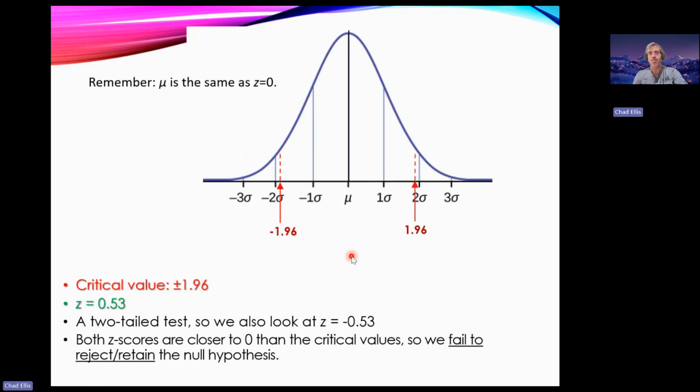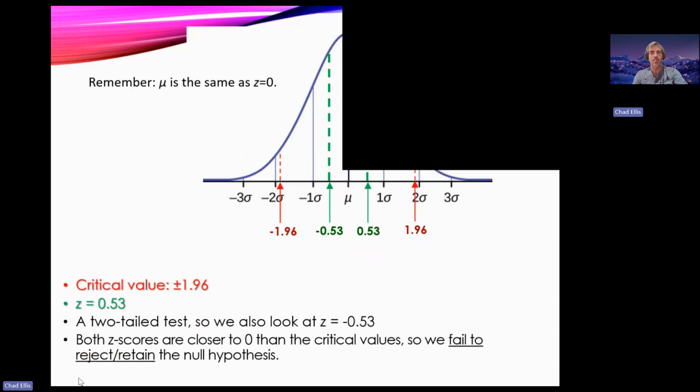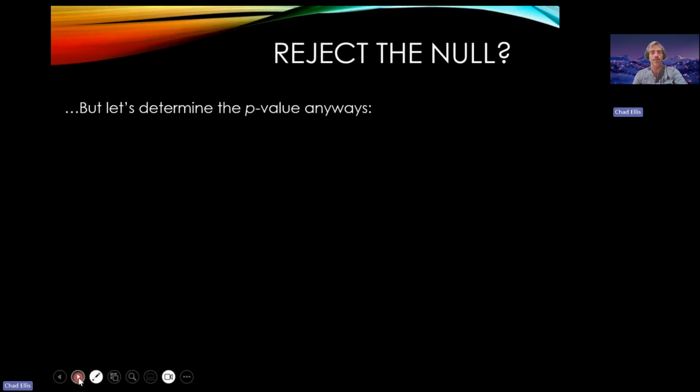So if we look at this in graphic form, here are our critical values, minus 1.96 and 1.96, and our calculated z value. It falls closer to 0, which is mu right in the middle here. Because our z value is less extreme than our critical values, we're going to fail to reject the null hypothesis, so there's no significant difference between the sample and the population.